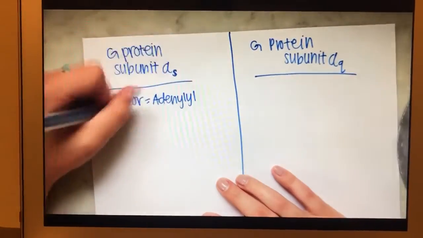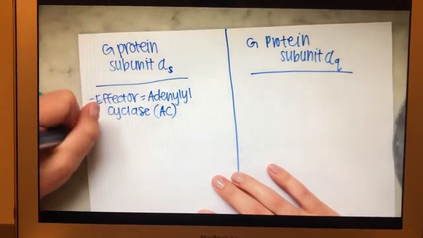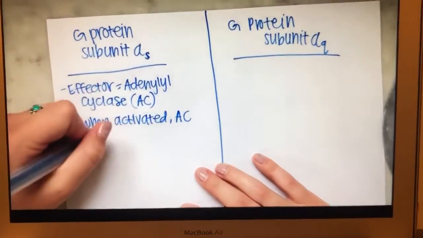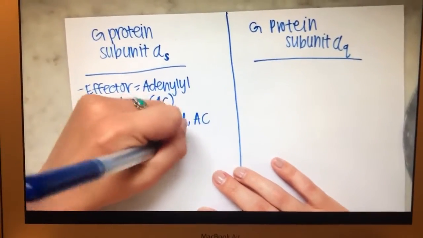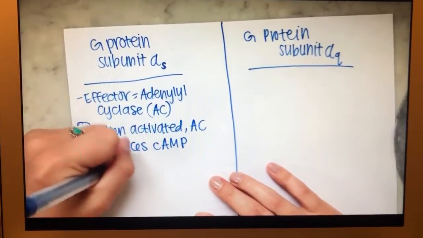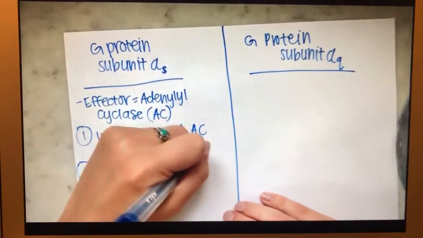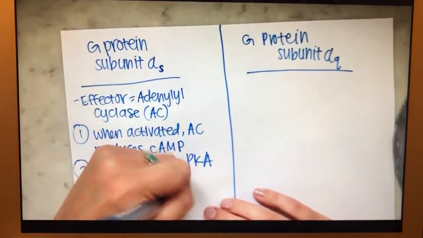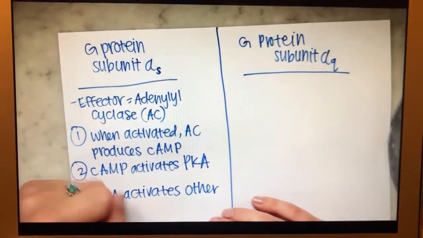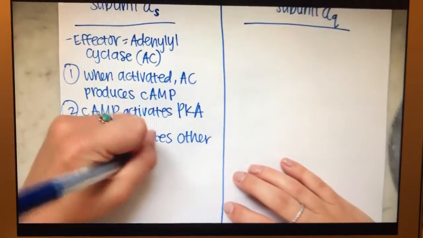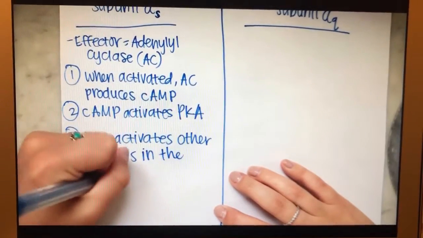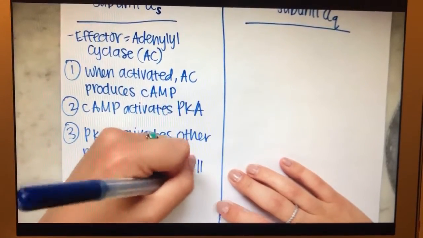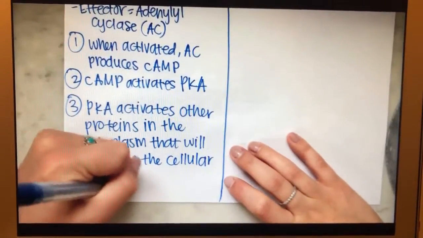The alpha S subunit has an effector that is called adenylyl cyclase, also known as AC. When the G protein dissociates and binds to adenylyl cyclase, this activates adenylyl cyclase. The adenylyl cyclase then goes on to produce cyclic AMP, and the cyclic AMP goes on to activate protein kinase A. When this protein kinase A is activated, it goes on to activate other proteins in the cytoplasm of the cell that will bring on the cellular response, and this response can be anything such as increased heart rate, dilation of blood vessels, and many other responses.